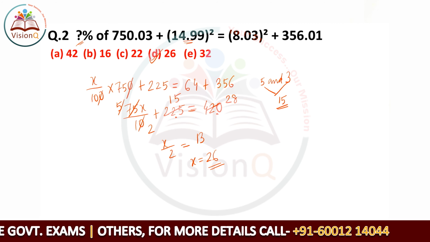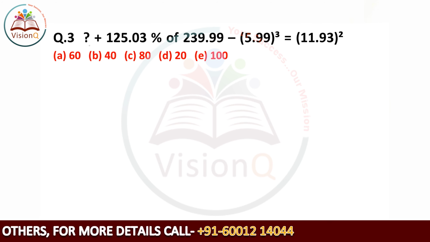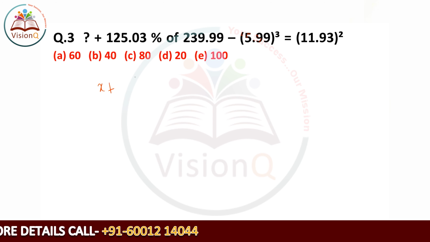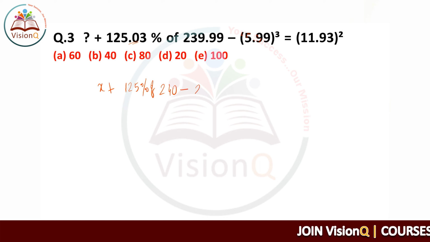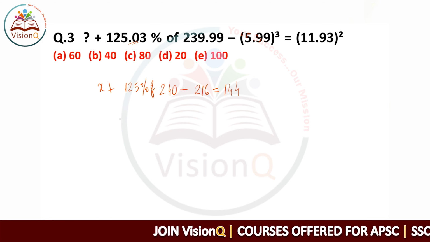Next question of approximation will be question number 3. x plus 125.03%. 125.03% is 125%. So 125% of 239.99 can be taken as 240, minus 5.99 cube, that means 6 cube, which is 216, equal to 11.9 square, that means 12 square, which is 144.